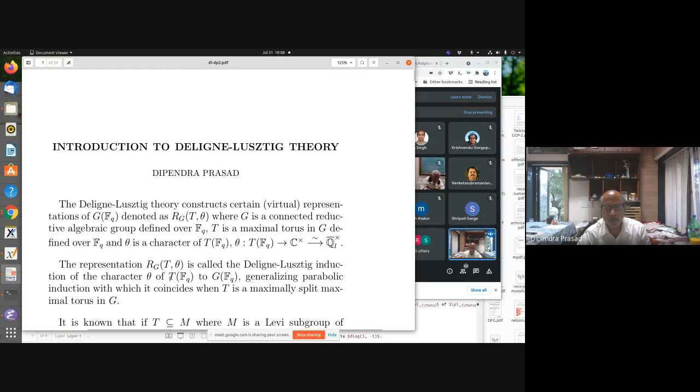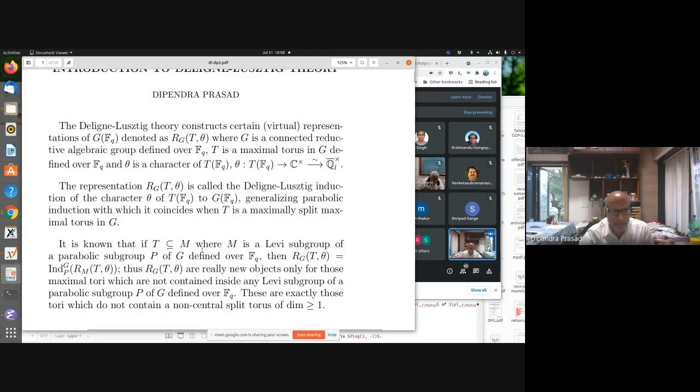So it's a question of doing induction without the presence of a parabolic, to do some kind of a parabolic induction with a torus which is not split. It is known that if the torus is contained inside a Levi subgroup of a parabolic defined over F_q, then this Deligne-Lusztig induction R_T^G(theta) is the parabolic induction of R_T^M(theta). So this torus is contained inside another reductive group M, and one can do Deligne-Lusztig induction of this character on T to M, but this M has become a parabolic.